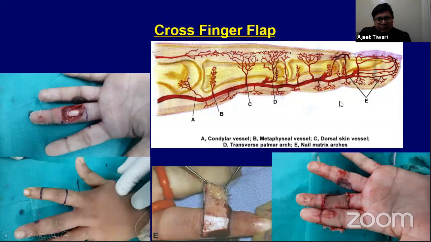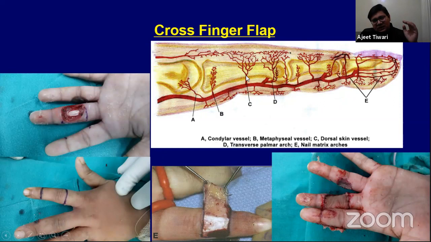The next option is the cross finger flap. When the patient has a volar oblique amputation and there's a defect on the volar side of the finger where the tendons or the bone are exposed, we can do the cross finger flap. The vascularity of the harvested cross finger flap comes from the dorsal skin vessels, which come from the volar digital arteries. The dorsal vessels supply this part of the skin.